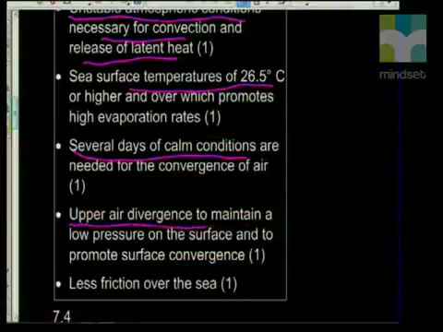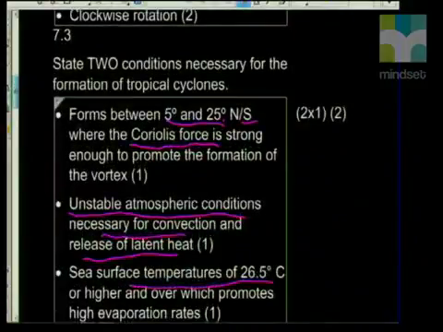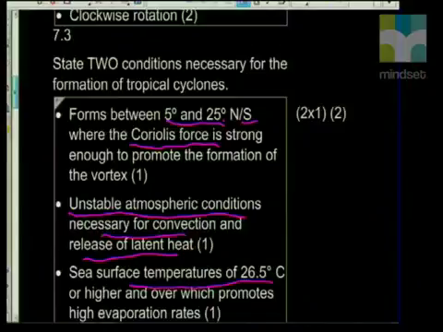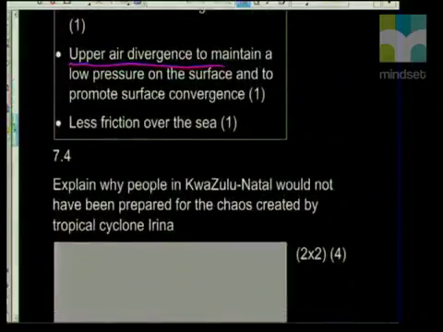So several days of calm, upper air divergence. Remember that? If air does not diverge out of the eye all the time and all the air comes in, low pressure will die. I know I haven't done justice to these, only 2 points, but you can name them. We can even put a paragraph question on this. Let's go to the next one.